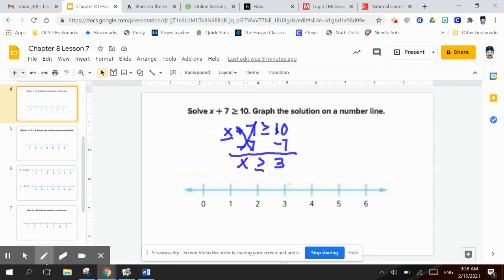So I find 3 on my number line. It's greater than or equal to. If it's equal to, that means it has to be a shaded in circle, a closed circle, and it has to be all numbers greater than or equal to 3. So numbers that are greater than 3 are 4, 5, 6, etc. So I have to draw my line or my arrow to the right to show all numbers greater than 3.